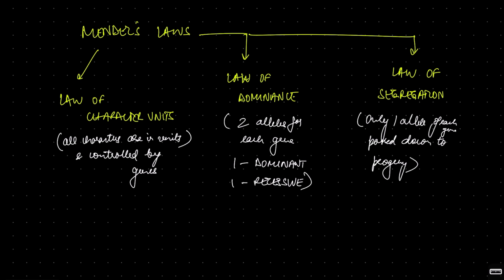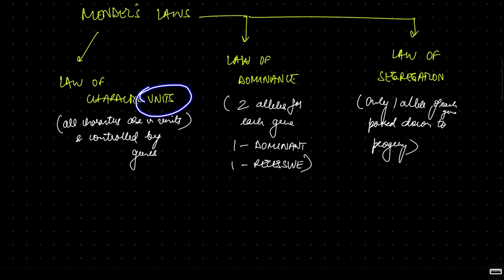Next is Mendel's law of inheritance. Basically, Mendel gave 3 laws. Law of character units, law of dominance, and law of segregation. Law of character units is all characters, be it phenotypic character, genotypic character, whatever it is, they come in units. And each of these units are controlled by genes. Basically, genes control each and every one's characters. That is law of character units. Law of dominance, each gene has 2 alleles. One dominant allele and one recessive allele. Understood? That is law of dominance, and the dominant allele obviously will dominate over the recessive allele.